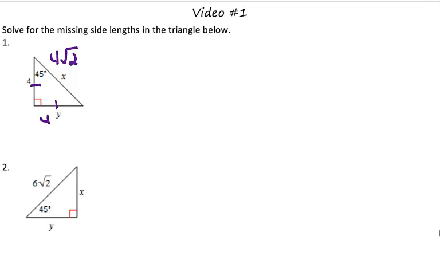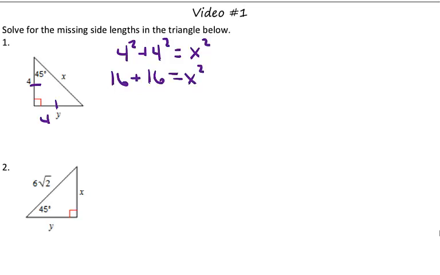But some of us don't remember that shortcut, and that's okay. So instead, what we're going to do is use the Pythagorean theorem to solve for this. So, knowing the side lengths, we have 4 squared plus 4 squared equals x squared. Well, 4 squared is 16, so 16 plus 16 equals x squared. So 32 equals x squared. Take the square root of both sides.